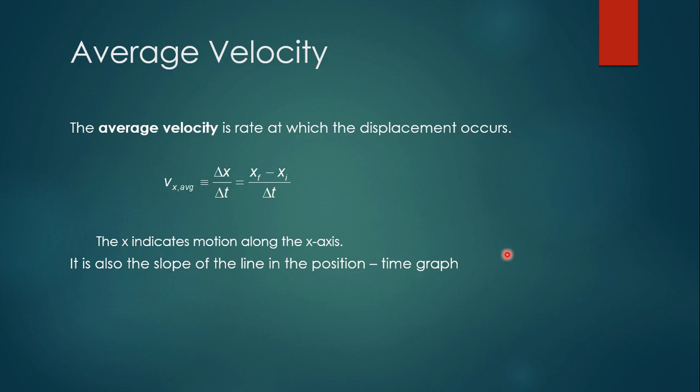Also, when we try to represent a body's motion using a graph of position with time, we find that the slope of the graph turns out to be the average velocity.